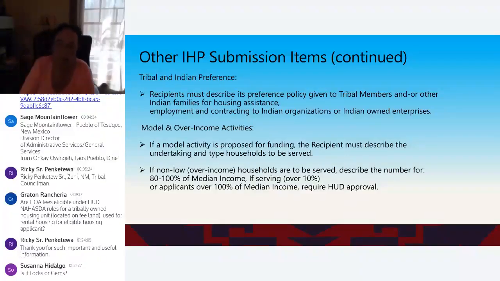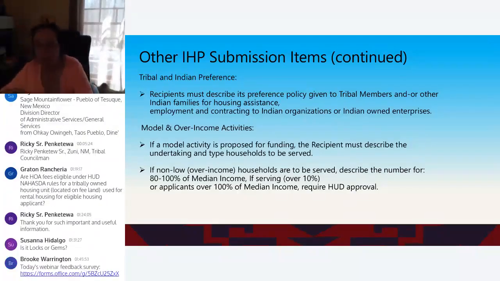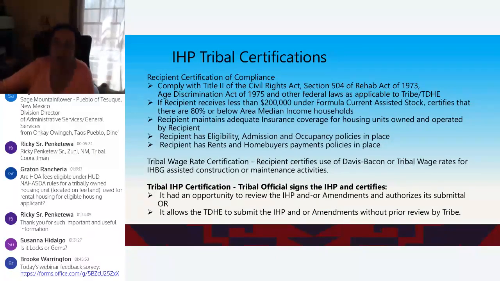So you have to submit tribal and Indian preference. If you're going to give preference to tribal members or other Indian families, your model and over income activities, if they're proposed for funding, you have to describe the undertaking and the households you're going to serve. If they are over income, between 80 and 100%, you make sure that 10% authority is put into your IHP, and then you certify.